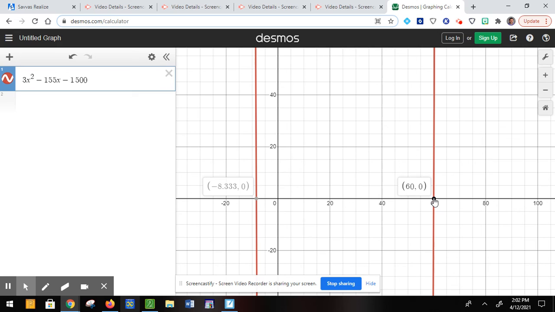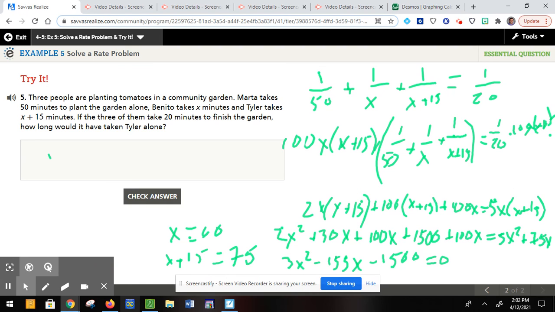Anyway, one of the answers is negative. Ignore that. The other is 60. So that means x equals 60. The question was asking about Tyler, and Tyler is x plus 15. So x plus 15 is 75. So Tyler would do this in 75 minutes if he worked by himself. Benito would have taken 60 minutes, and Marta, we already knew, took 50 minutes. Together they did it in 20, but Tyler would take 75 minutes by himself.